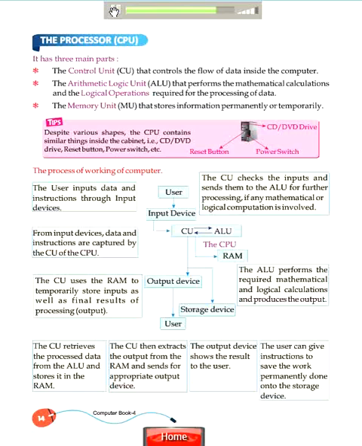The CU retrieves the processed data from the ALU and stores it in the RAM. The CU then extracts the output from the RAM and sends it to the appropriate output device. The output device shows the result to the user. The user can give instructions to save the work permanently onto the storage device.